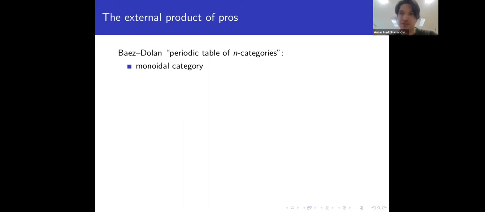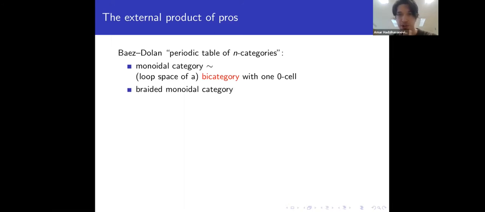So the way to think of this is, if you're familiar with this idea of the periodic table of n-categories, this was first proposed in a paper of John Baez and James Dolan, and then there's been a couple of papers formalizing this idea in low dimension by Eugenia Cheng and Nick Gurski. The idea is that a monoidal category may be seen as a kind of loop space inside a bicategory with a single zero cell.